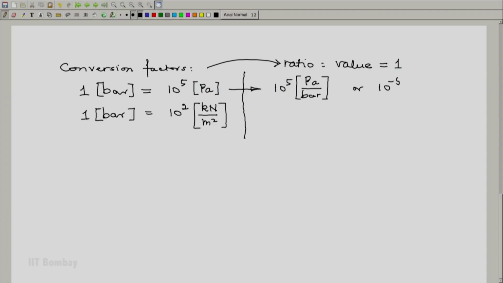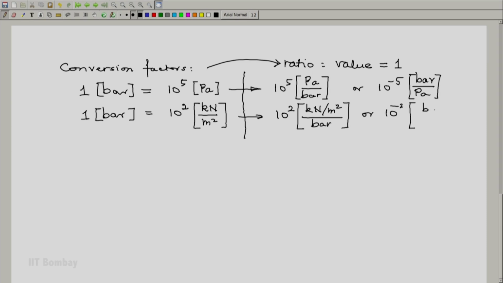Or we can convert it the other way. We can call it 10 raised to minus 5 bar per Pascal. This can be converted to 10 raised to 2 kilonewton per meter squared per bar, or the other way around, 10 raised to minus 2 bar per kilonewton per meter square.